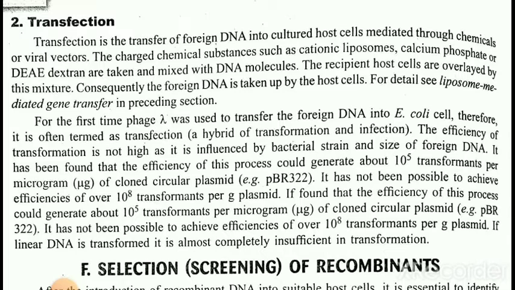If linear DNA is transformed, it is almost completely inefficient in transformation.